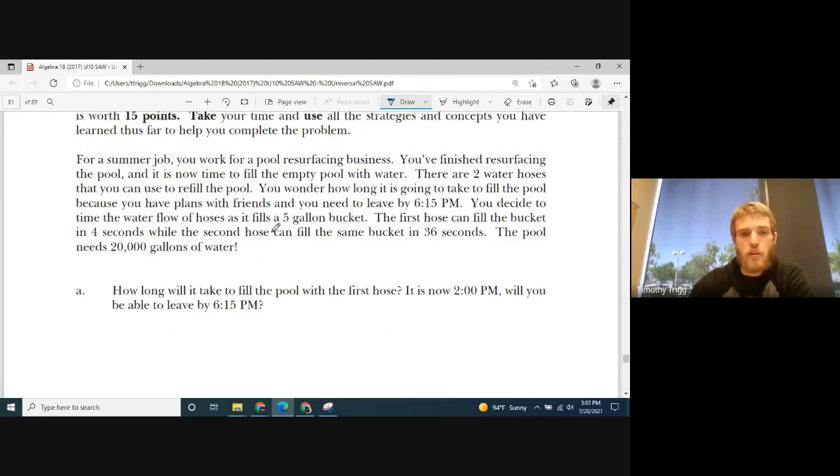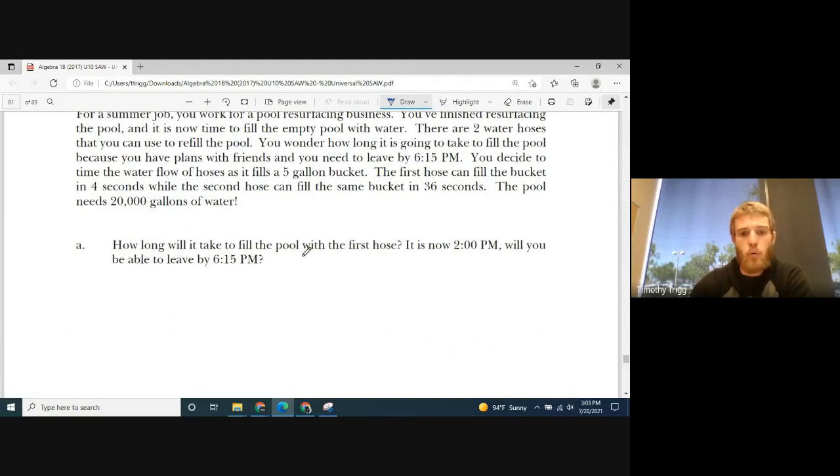Okay. So the first hose, it says, can fill up a 5-gallon bucket in 4 seconds. So that's pretty fast. The second hose is much, much slower. It says it could fill the 5-gallon bucket in 36 seconds. Okay. And we can see the pool needs 20,000 gallons. All right. Well, let's take a look at part A. How long will it take to fill the pool with the first hose? It is now 2 p.m. Will you be able to leave by 6:15 p.m.?